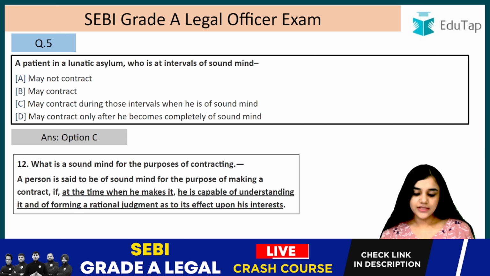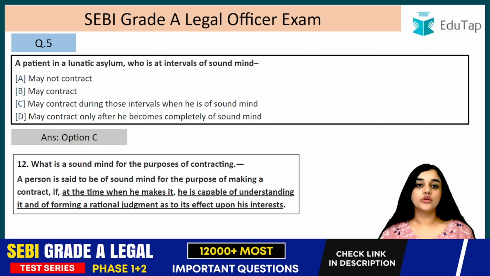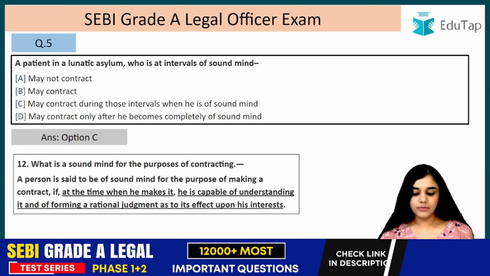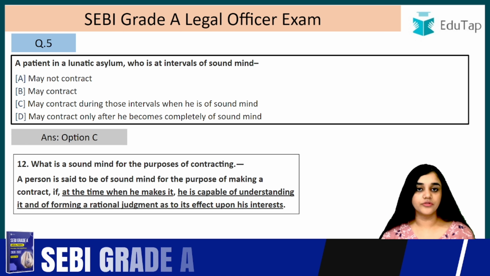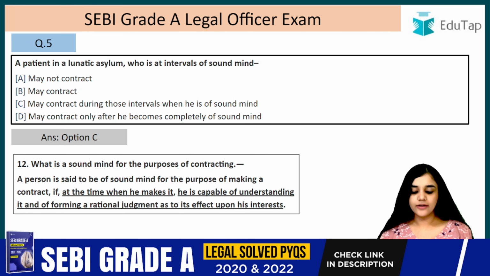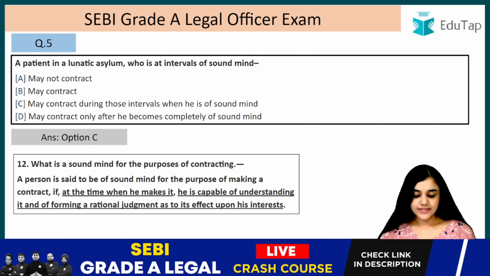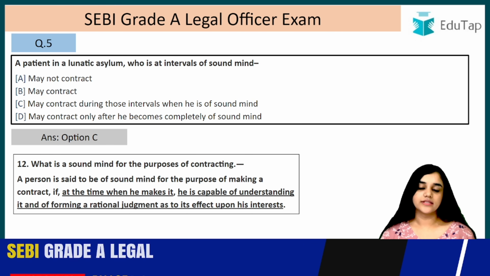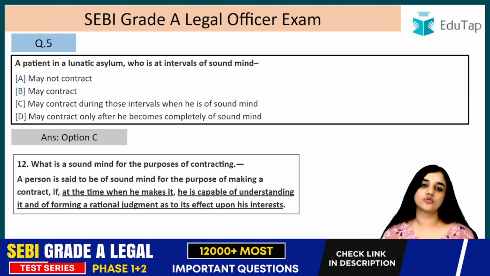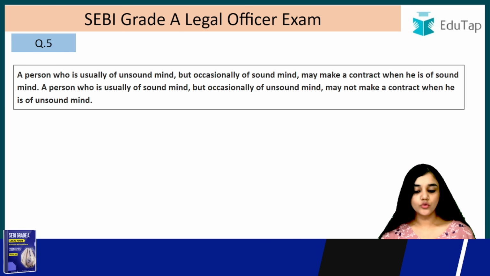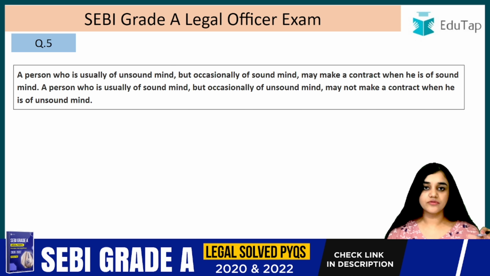Let's read it. A person is said to be of sound mind for the purpose of making a contract if at the time when he makes it, he is capable of understanding it and of forming a rational judgment as to the effect upon his interest. First, that he is capable of understanding the contract, and second, that he is capable of forming a rational judgment as to the effects of the contract on his interests, right? This is what section 12 talks about. A person who is usually of sound mind is one who is usually of sound mind, but occasionally of unsound mind, right?